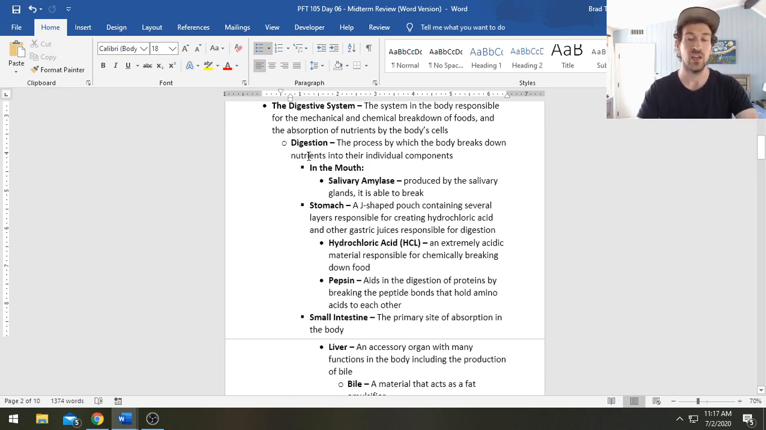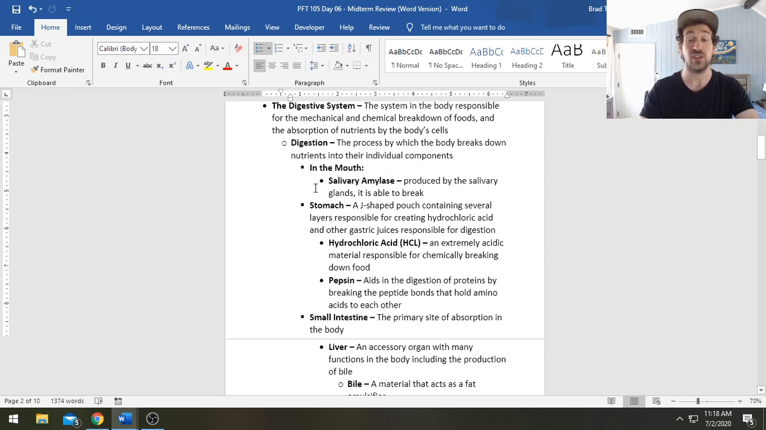And so luckily, we have this really great de-assembly line called our digestive system. That's a system responsible for mechanically, through things like chewing, and chemically, through things like our stomach acid, breaking food particles down into their individual components. They get down to a chemical level, and once they're at a chemical level, they can be absorbed directly by our digestive system.